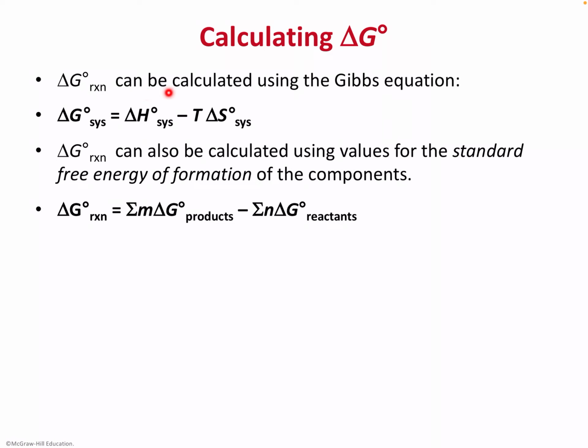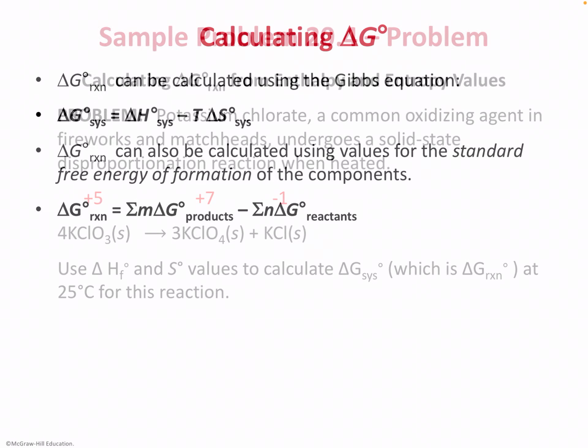Delta G naught of a reaction can be calculated using the Gibbs equation, which is this one. Delta G naught of a reaction can also be calculated using values for the standard free energy of formation of the components. Just like we calculated the enthalpy or entropy, you can calculate delta G naught of a reaction using the free energy of formation of the components: the sum of all the delta G values for the products minus the sum of all the delta G values for the reactants, or Gibbs free energy values.